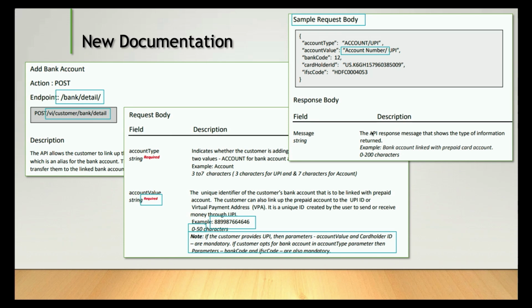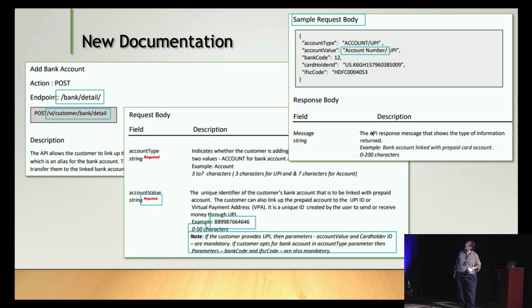So there's a couple of green boxes here. The endpoint is bank detail, but right below it you have a different URL. There's an inconsistency there. They have account value being required, and yet the range is from 0 to 50 characters. 0 does not make it a required value. So there's a bunch of inconsistencies that you will have to address.